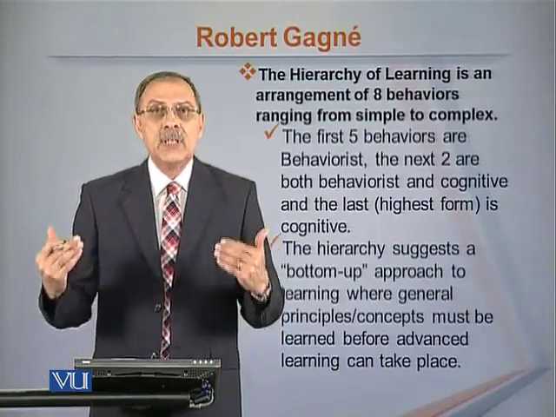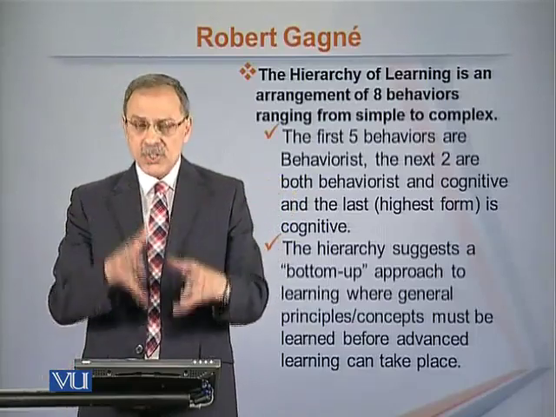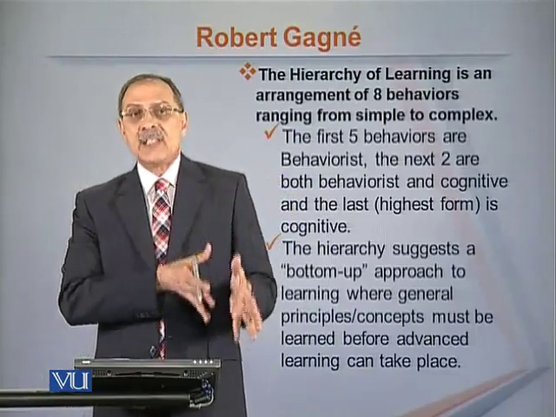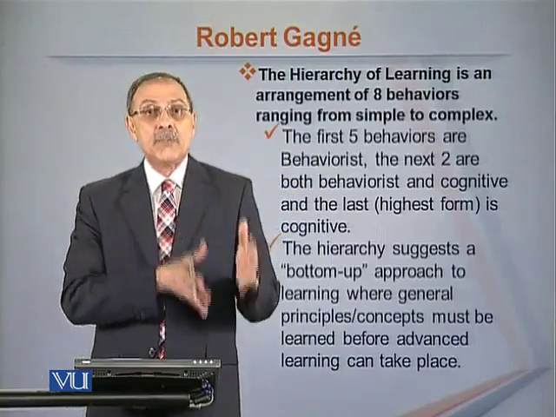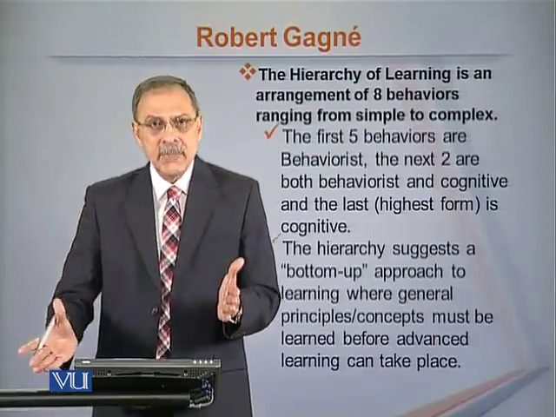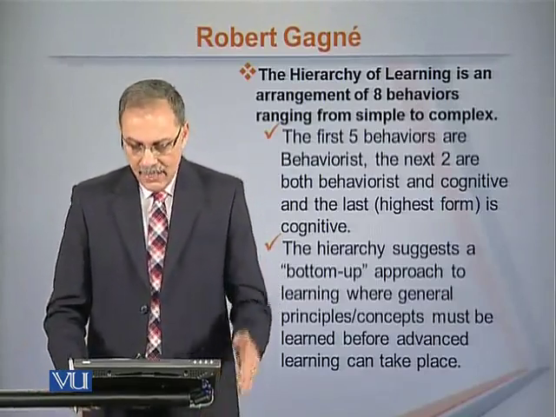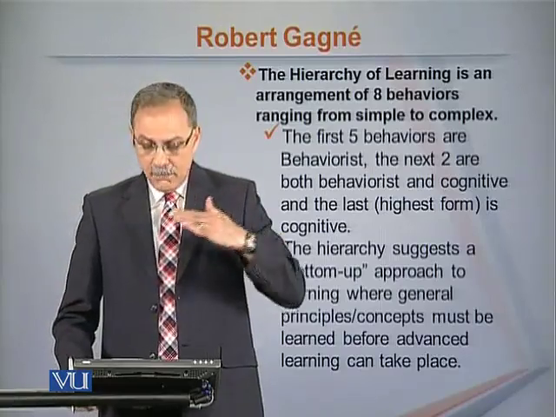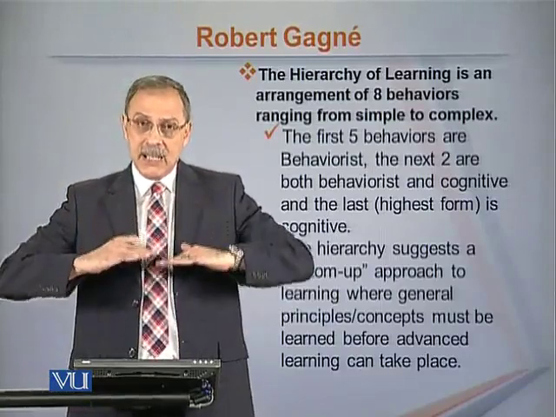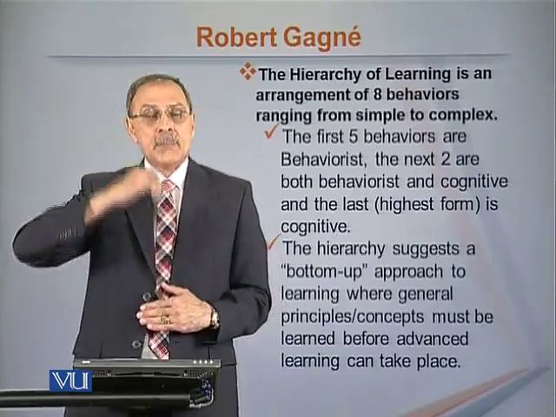It deals with thinking. So there is a transition, and because most of his stages, 5 of the 8, are behaviorist, he is classified as a person involved with behaviorism. But really, he moves beyond behaviorism and takes us into cognitive psychology. The hierarchy suggests a bottom-up approach to learning where general principles and concepts are covered lower down and then you build up. And so you go from bottom to the top.